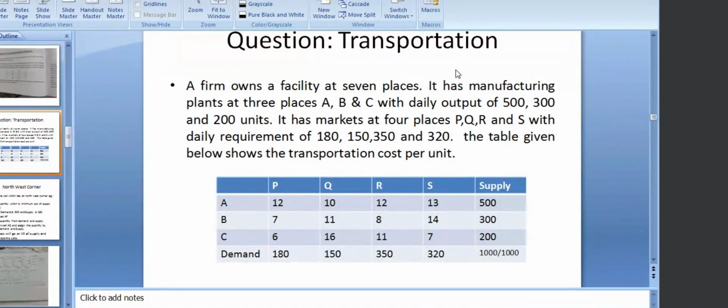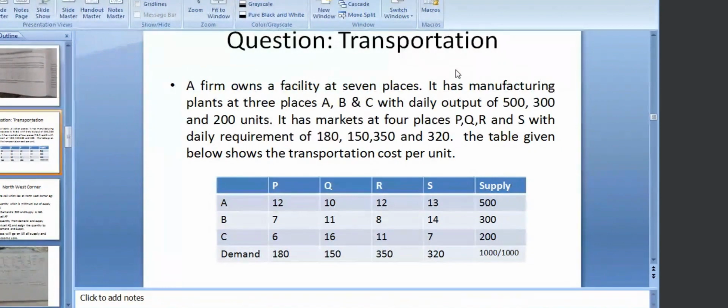But the last point: this is an initial feasible solution if it satisfies one basic condition. What is that basic condition? The number of assigned cells should be equal to m plus n minus 1. Now, what is this number of assigned cells? How many are there? Six. It should be equal to m plus n minus 1, that is, number of rows plus number of columns minus 1.